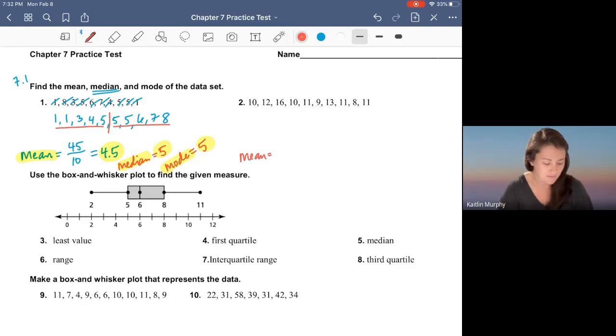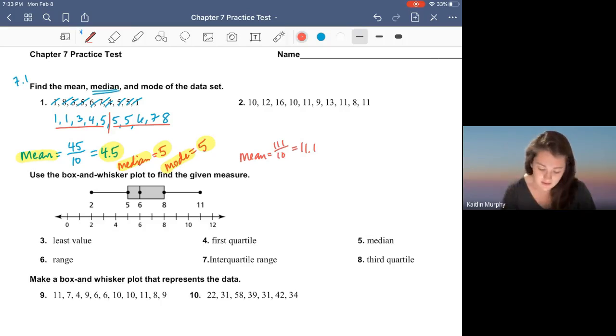Cool. Okay, so I need to add all these together. So it's 10 plus 12 plus 16 plus 10 plus 11 plus 9, 13 plus 11 plus 8 plus 11. All those, I got 111 for that. So for my mean, I have 111 divided by 1, 2, 3, 4, 5, 6, 7, 8, 9, 10. Again, so that's going to be 11.1. Assuming I added all those together, it's always a good idea to double check.